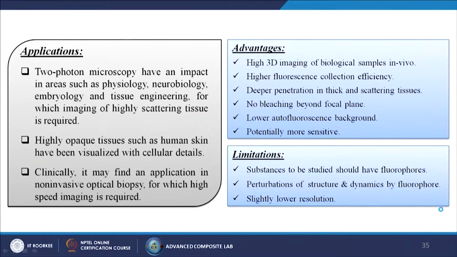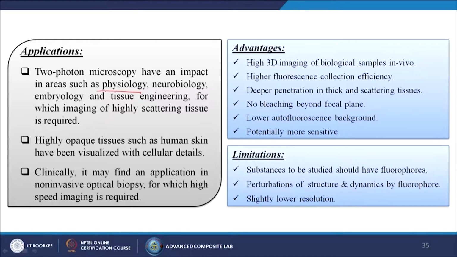So, what are the applications? 2 photon microscopy has an impact in areas such as physiology, neurobiology, embryology and tissue engineering, for which imaging of highly scattering tissue is required. Highly opaque tissues such as human skin have been visualized with cellular details. Clinically, it may find an application in non-invasive optical biopsy, for which high speed imaging is required.